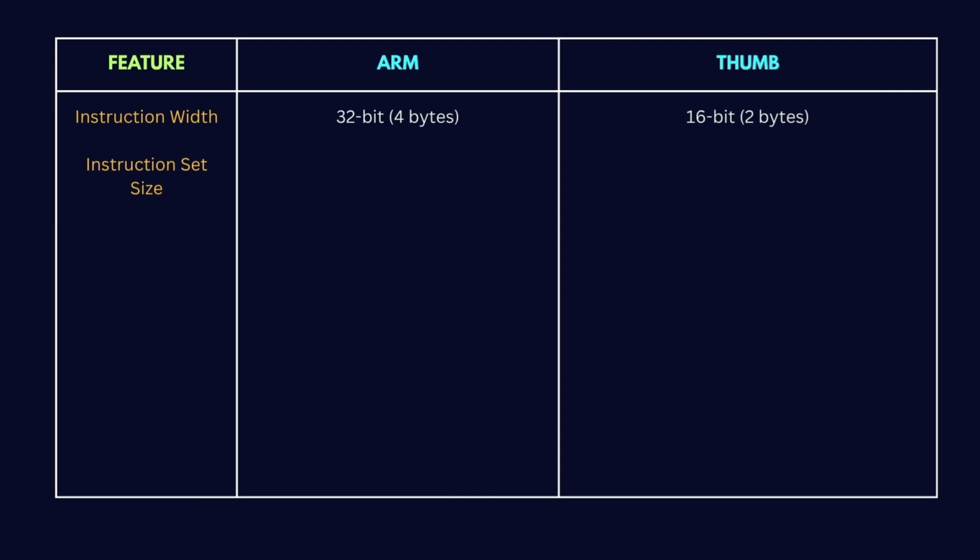Instruction set size. That is, ARM mode has a large, feature-rich instruction set with many powerful instructions. Thumb mode uses a compact subset of those ARM instructions. Although it has fewer instructions, it still supports the operations required for most embedded applications.